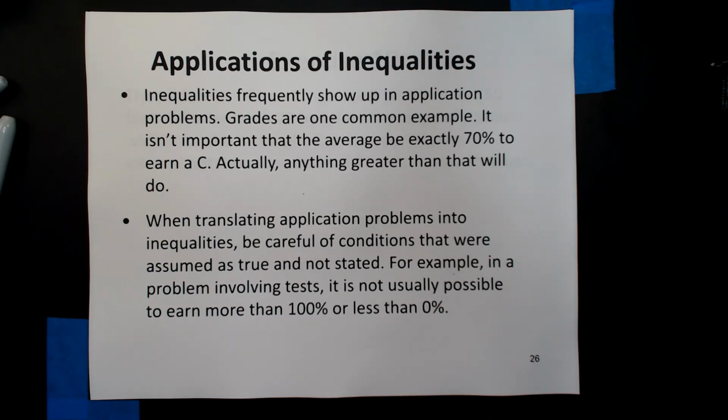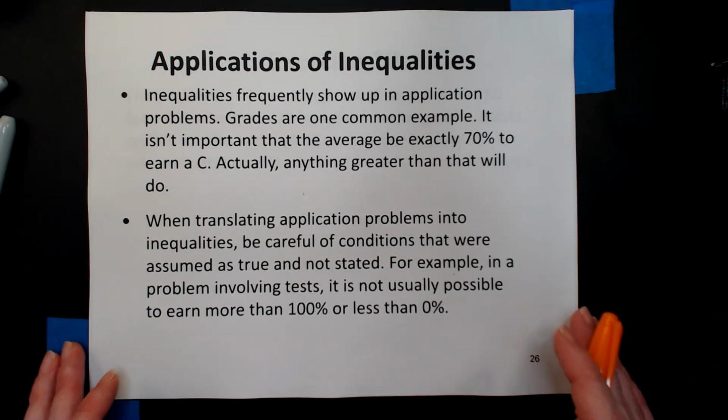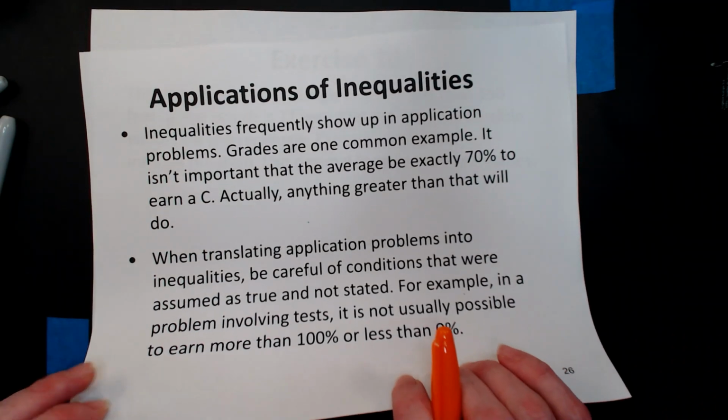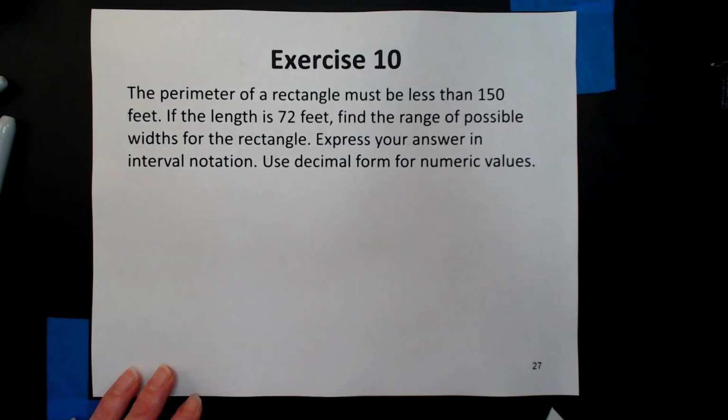When translating application problems into inequalities, be careful about conditions that are assumed to be true and not stated. For example, in the problem involving tests, it's not usually possible to earn more than 100% or less than 0. In your homework, you could be asked to solve an inequality problem involving test averages. If you find you can get an A somewhere between this and this, you may get a solution that's more than 100%. Well, you want that right-hand boundary to be less than or equal to 100%, no more than 100%. So watch out for that in your homework.